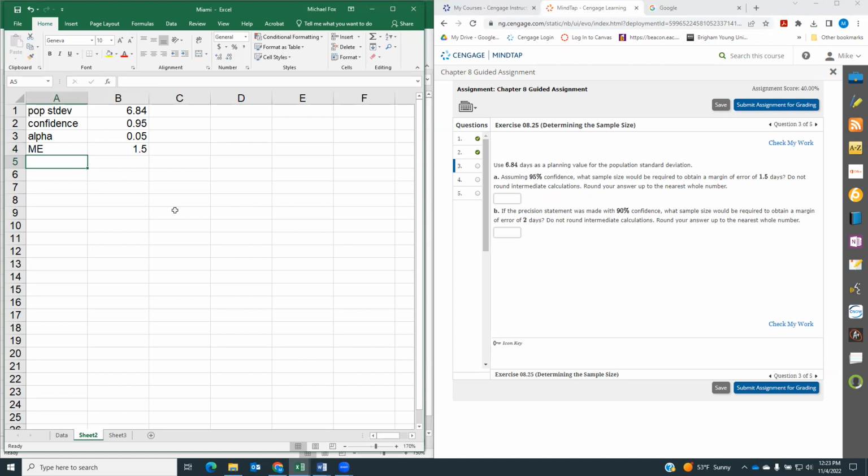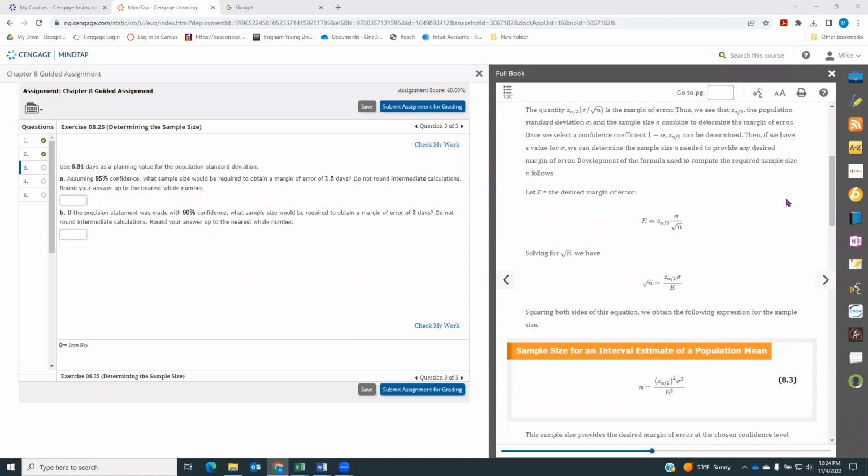Now, let me pull up the formula for figuring this out so I can show it to you. So I'm going to pause this video just a second while I pull up that formula. All right, so I paused that for a second and pulled up the textbook, and I just wanted to show you how we arrived at this formula.